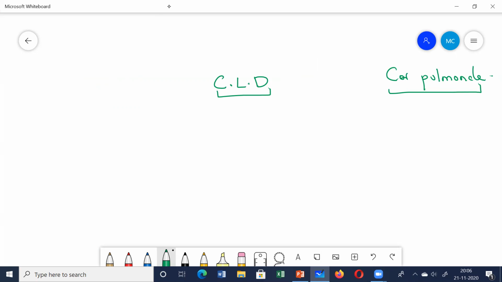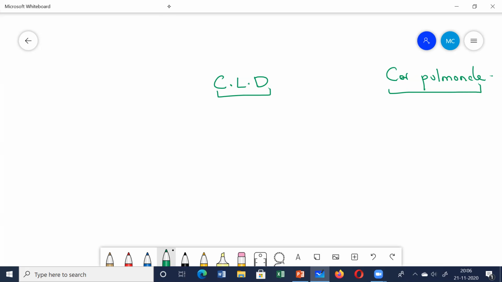Actually, cor pulmonale, this is a Latin word. It mainly means pulmonary heart, mainly the right heart failure, which is occurring due to pulmonary causes. Either there is some disturbance or disease in the pulmonary circulation or in the lungs. So those causes due to which they develop right heart failure come under cor pulmonale. Okay, so let us look at the pathogenesis.